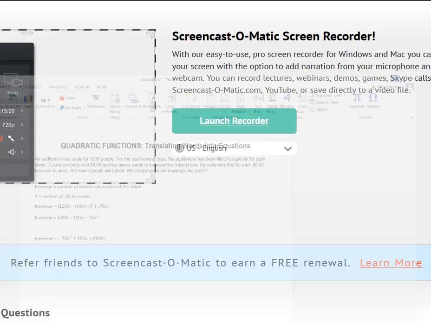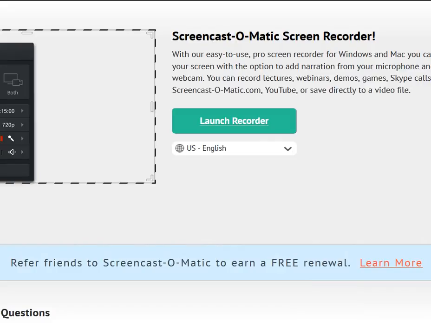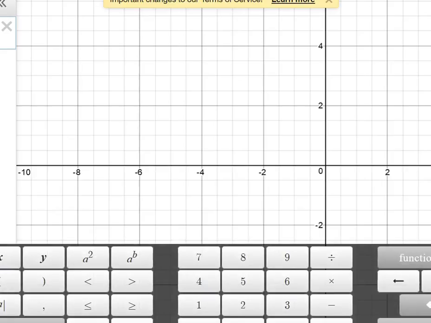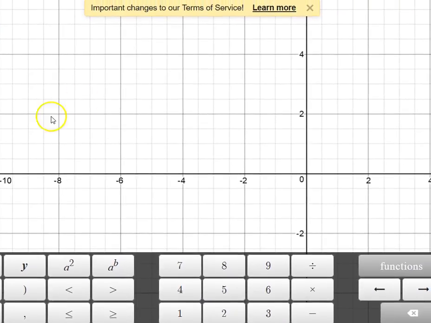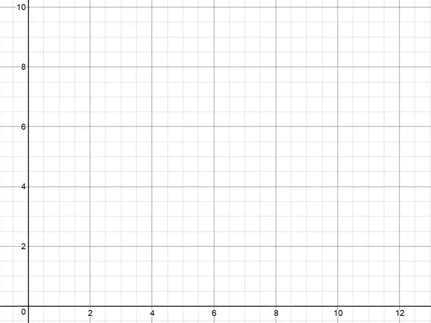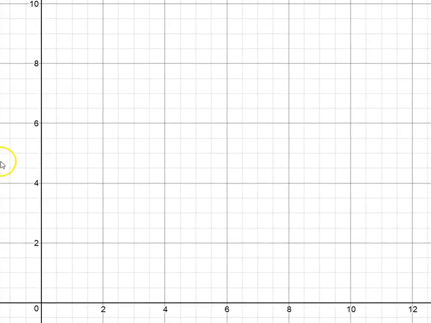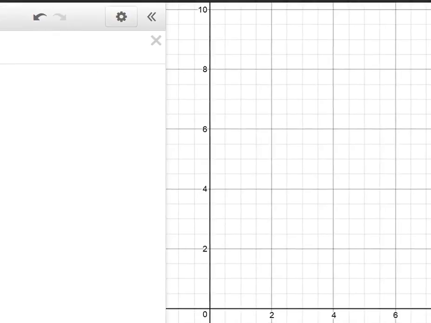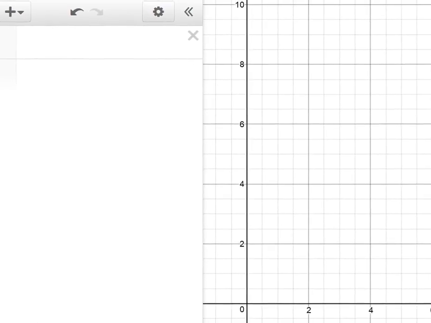Let me just go ahead and get Desmos real quickly. Where are you, Desmos? There it is. Let me just go ahead and shift this so you can see everything. I want the recorder there so you can actually see what I'm putting inside, okay?